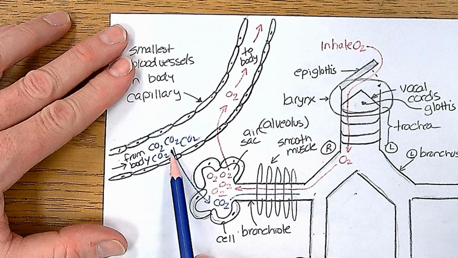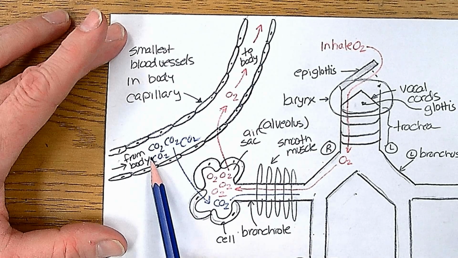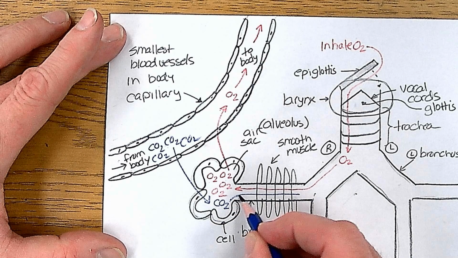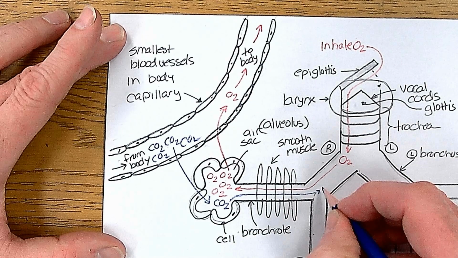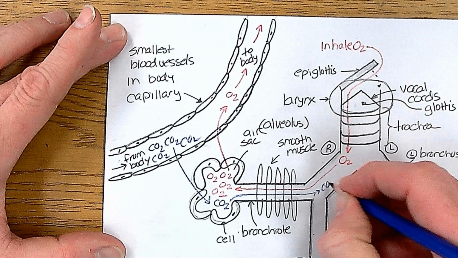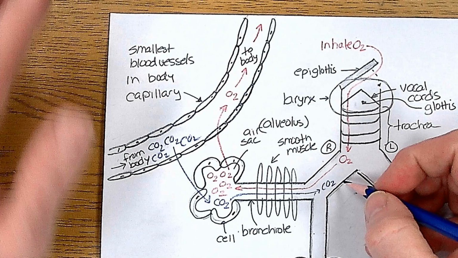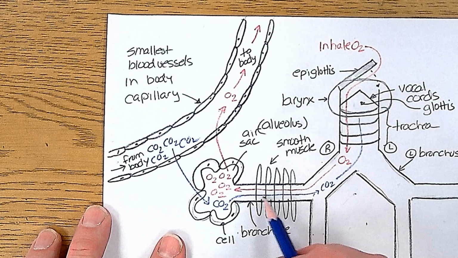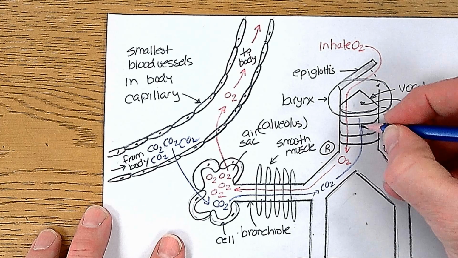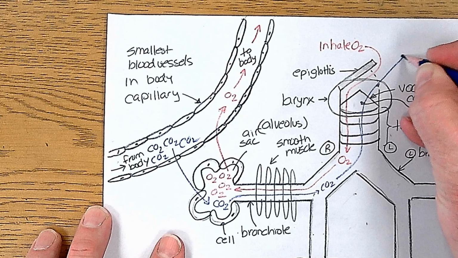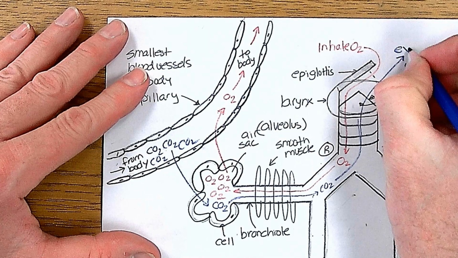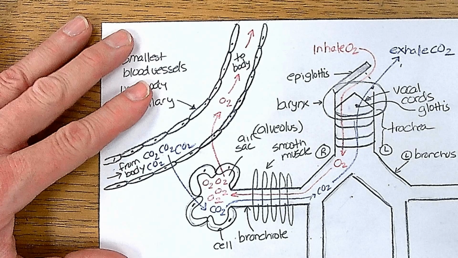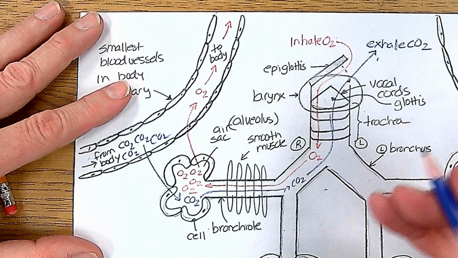So because there's a high concentration of CO2 in the capillary bed coming from the body and a low concentration in the alveolus, the CO2 is going to diffuse down its concentration gradient from high to low, and we are going to exhale that CO2 out the bronchiole, up the bronchus, up the trachea, through the glottic opening between the vocal cords, and we're going to exhale that CO2, and we can actually measure how much you exhale.